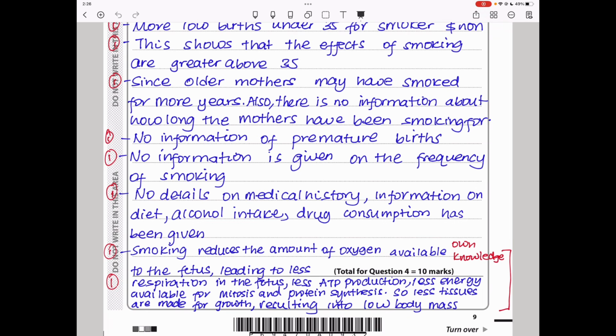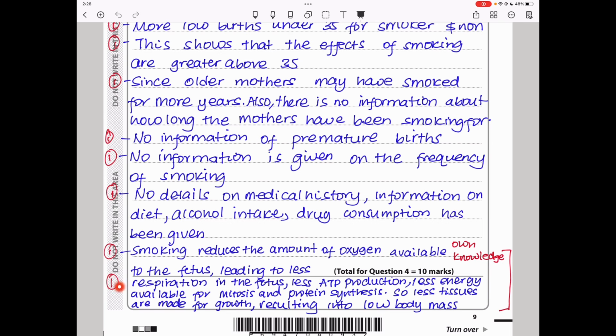It will reduce the amount of oxygen available to the child or to the fetus, and this will lead to less respiration of the fetus. So there will be less ATP production, and less energy available for mitosis and protein synthesis. And since mitosis and protein synthesis lead to an increase in tissues, because tissues are made up of cells, that would lead to growth. So lack of enough oxygen will lead to less aerobic respiration. There will be less ATP available. There will be less mitosis as well as less protein synthesis. So there will be fewer tissues that are formed, resulting in less growth and body mass.